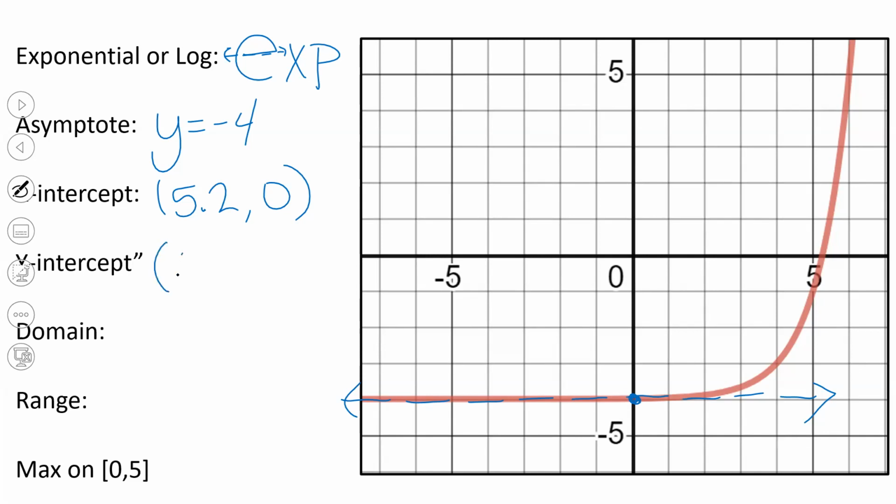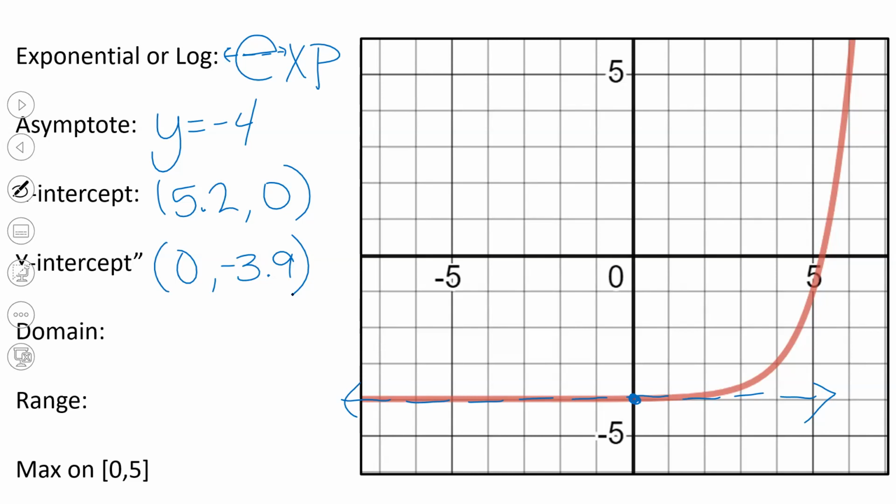-3.9, okay? So 0, -3.9. It cannot touch your asymptote. So if you put -4, it's going to be wrong. It cannot touch the asymptote. Questions about that? Okay.